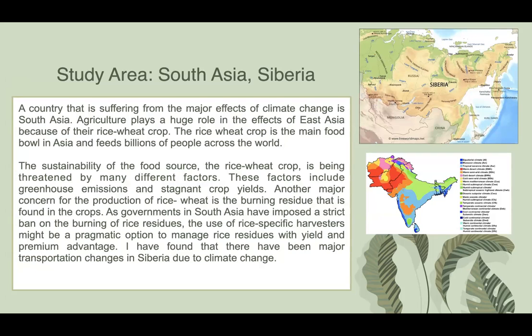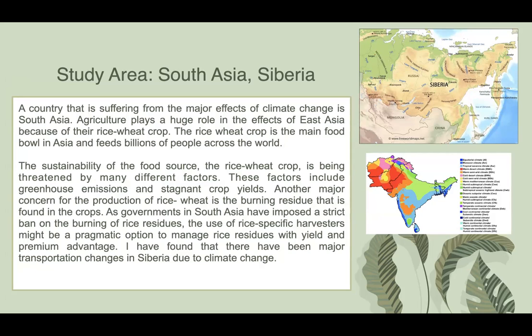So my study area for this project was South Asia, Siberia. This is a country that is suffering from major effects of climate change. Its agriculture plays a huge role in the effects of East Asia because of their rice wheat crop. And the rice wheat crop is the main food bowl in Asia and feeds billions of people across the world. The sustainability of the food source, the rice wheat crop, is being threatened by many different factors. These factors include greenhouse emissions and stagnant crop yields.